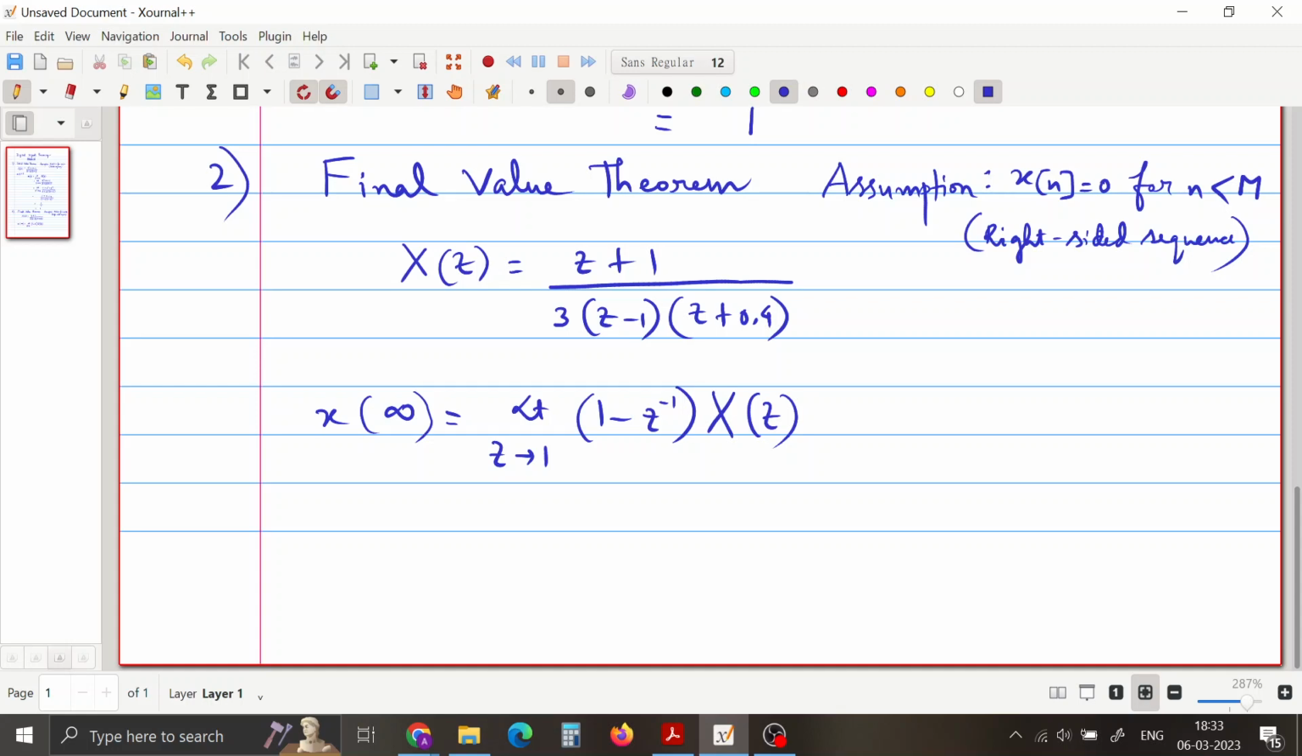Okay, so let us do that. So X of z is this, and similarly to the previous case, we multiply the numerator and denominator by z to the power minus 2. If we do that, we get z inverse times 1 plus z inverse, divided by 3 times 1 minus z inverse times 1 plus 0.4 z inverse.